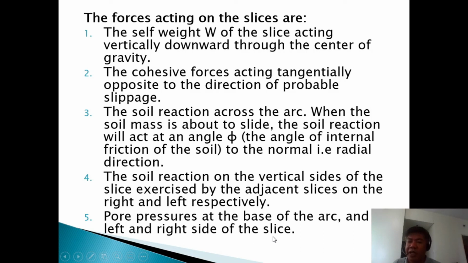So it is also very important to determine those pressures, especially if the seepage analysis has already been done and you can now draw the seepage line, and that seepage line will determine which part of the critical slip surface is saturated or not.